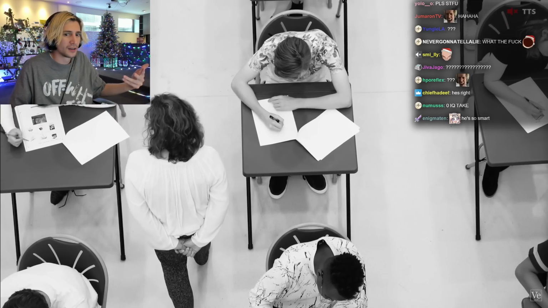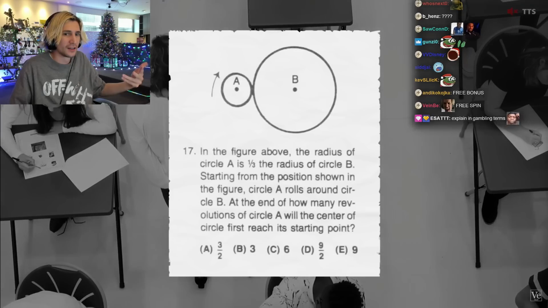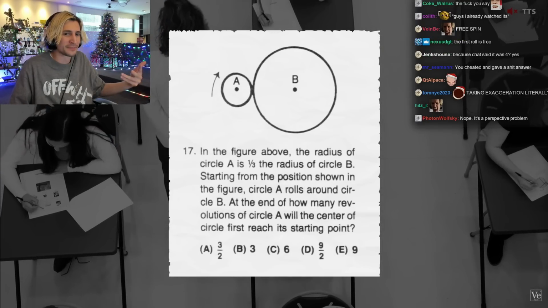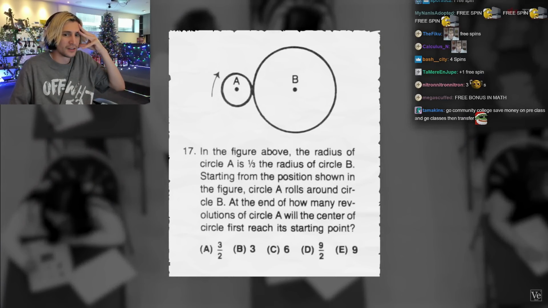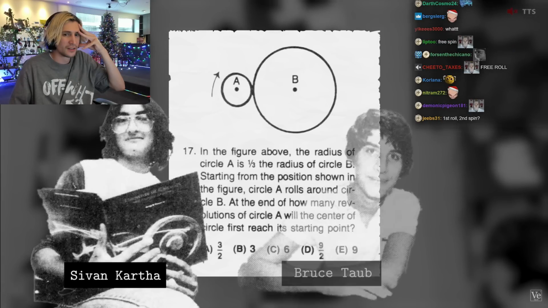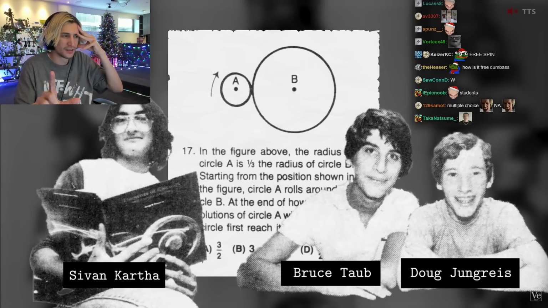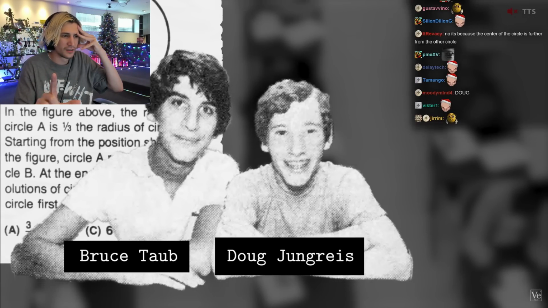Of 300,000 test takers, just 3 students wrote about the error to the College Board, the company that administers the SAT. Shivan Kartha, Bruce Taub, and Doug Youngrice. I did a lot of math problems when I was young. For the competitions, I probably did thousands of math problems. I read it, and I was amazed how badly it's worded. I just put 3 down. I figured that's what they wanted.